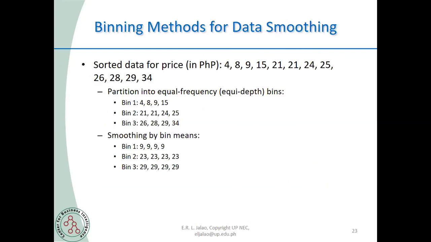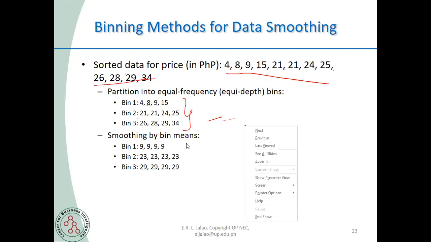Okay, so we have here sorted data for price in PHP. We have for this data set, and then, bibilangin natin 1, 2, 3, 4, 5, 6, 7, 8, 9, 10, 11, 12. So, mabibin natin 12 yung data natin. So, okay lang na i-bin natin sa tatlo. So, for bin 1, we have 4 to 15, bin 2, 21 to 25, then 26 yung bin 3. So, that is equi-frequency or equidepth means.